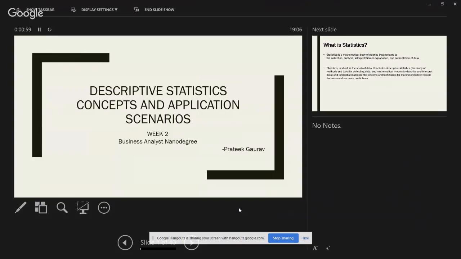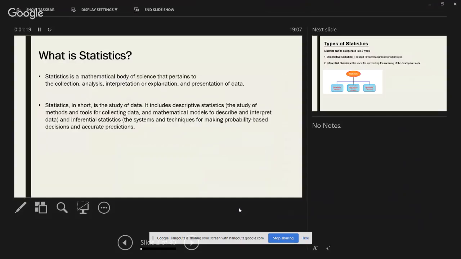data analysis related skills. This week we are going to learn about statistics, and specifically about descriptive statistics. Before I start telling you what descriptive statistics is, it's better we know what exactly statistics is. If I go with the definition, statistics is a mathematical body of science that pertains to collection, analysis, interpretation, explanation, and presentation of data. So basically, statistics in short is a study of data.